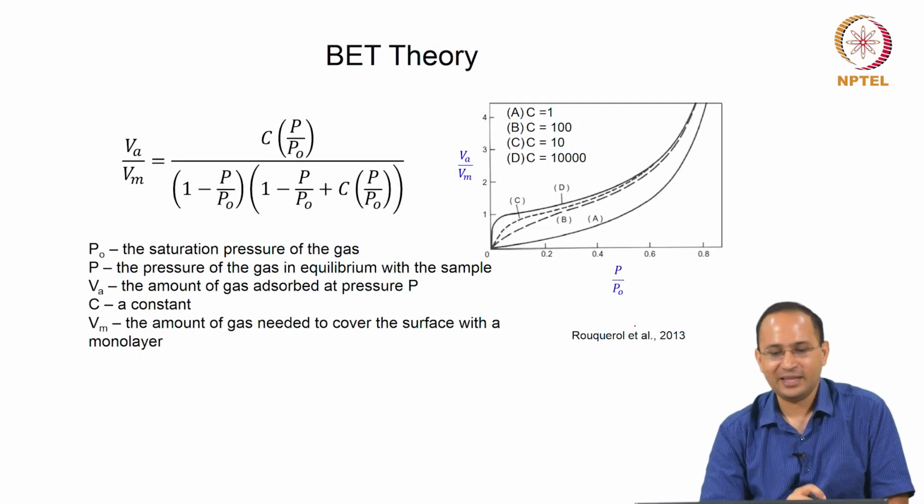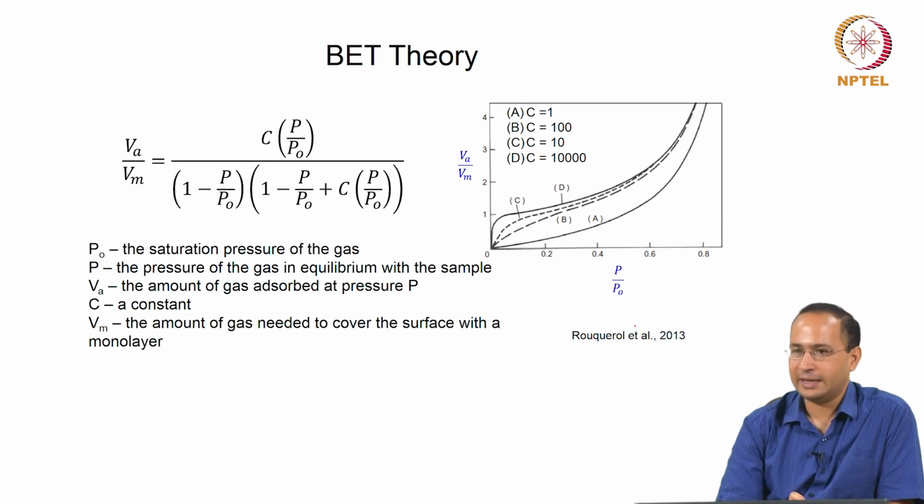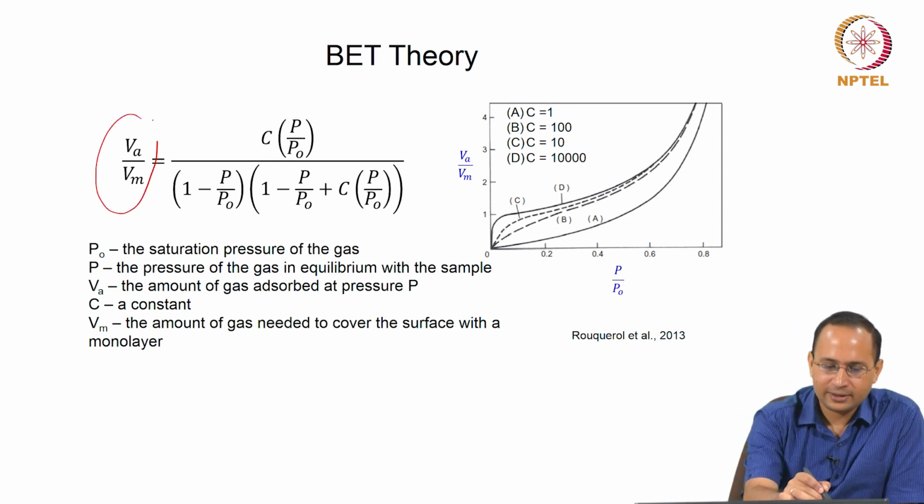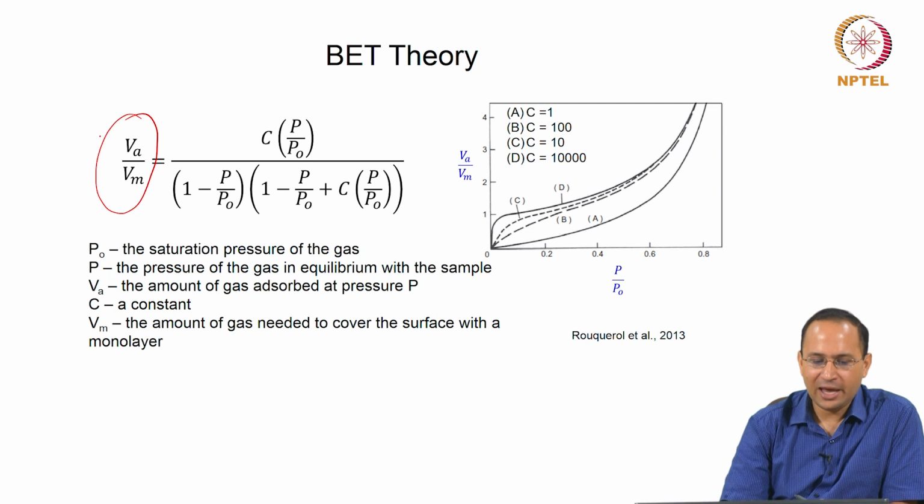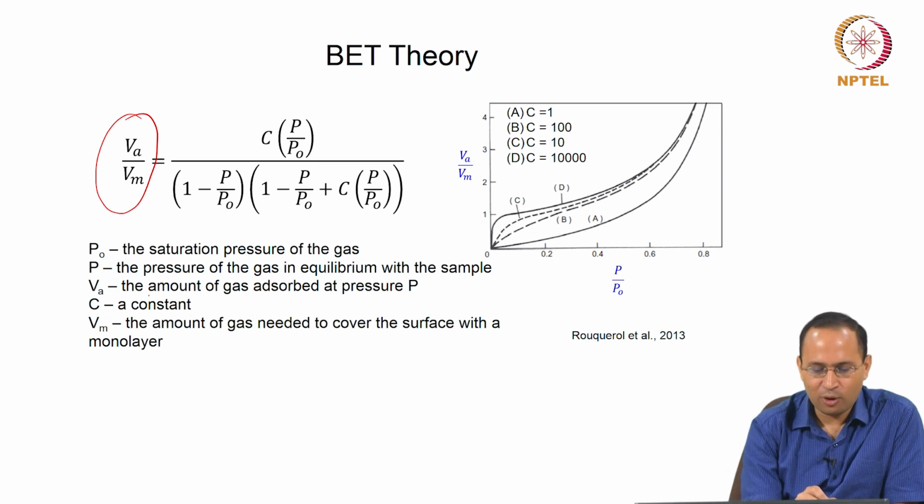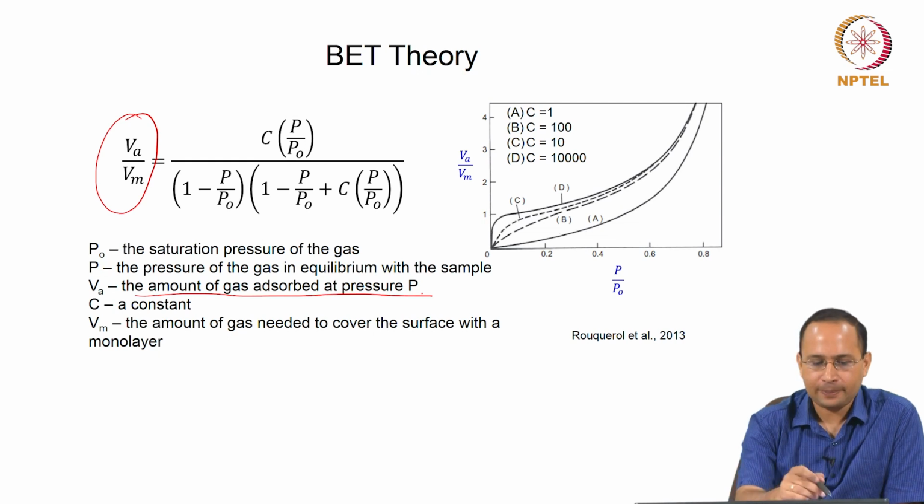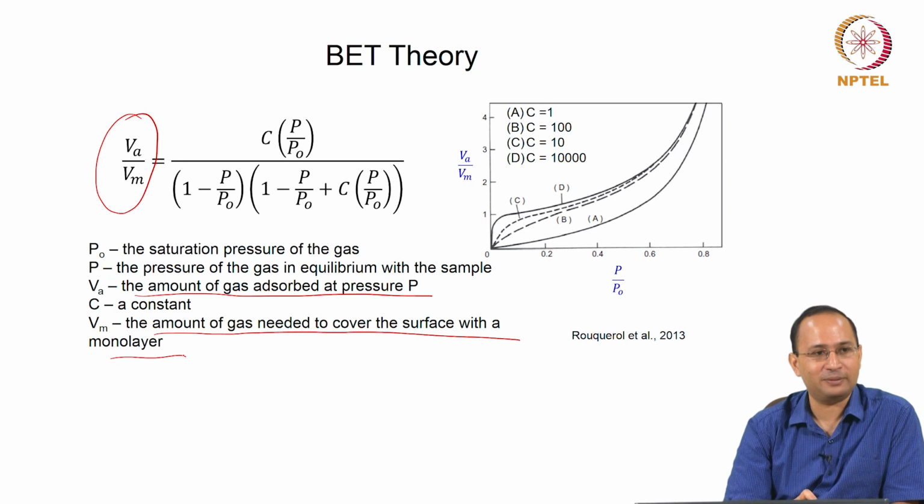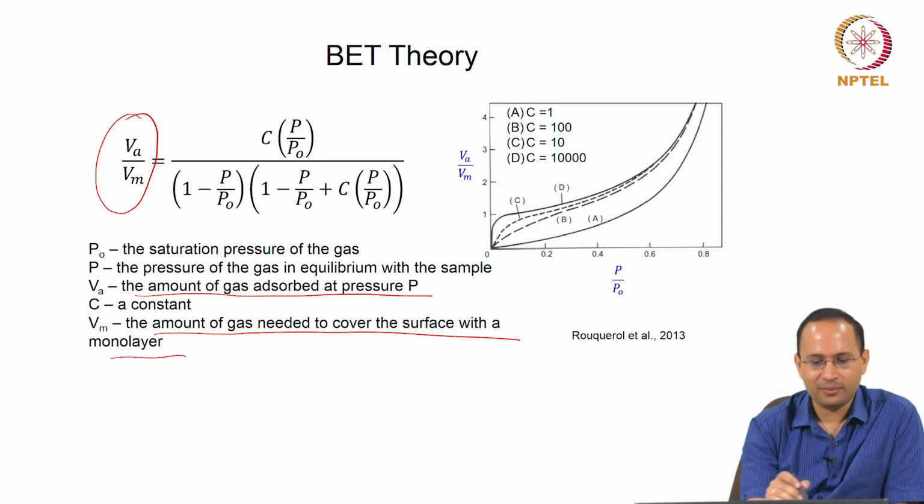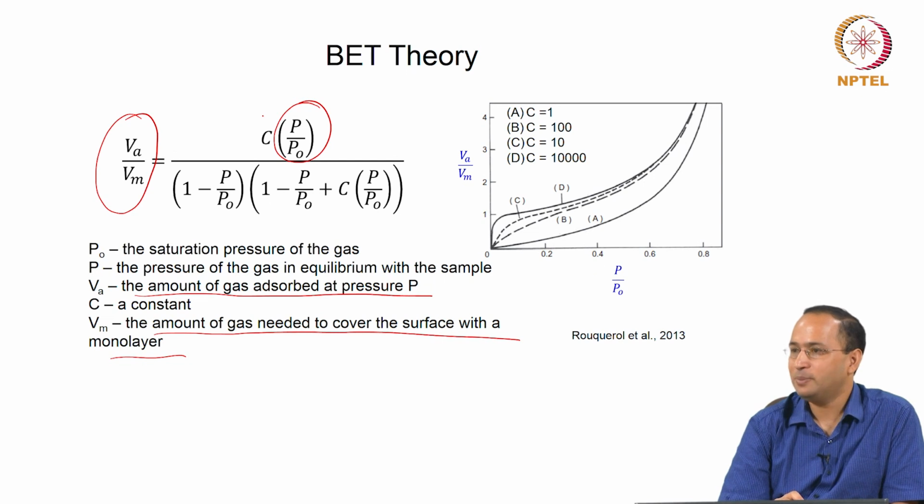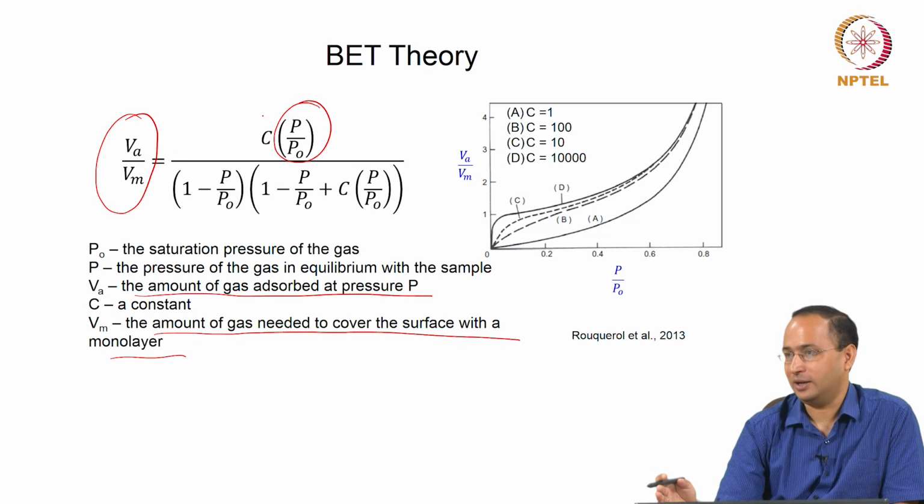So, finally, they were able to come up with, we are not going into detail, a relation for Va over Vm. Va is the amount of gas adsorbed at pressure P. Vm is the amount of gas needed to cover the surface with a monolayer. Va over Vm could be related to the partial pressure P over P0. P over P0 will range from 0 to 1, where 1 is fully saturated.